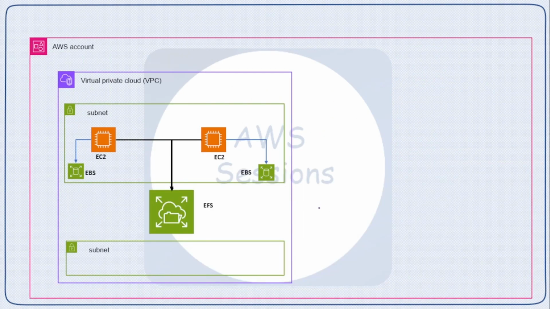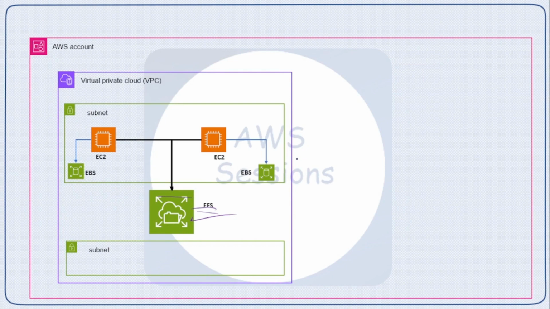So in the design that we are creating, you can see that we have created an EFS and we have attached that to both of our EC2 instances. So both can access the data from here. So it's a file system. So this is how EFS will fit in the picture.